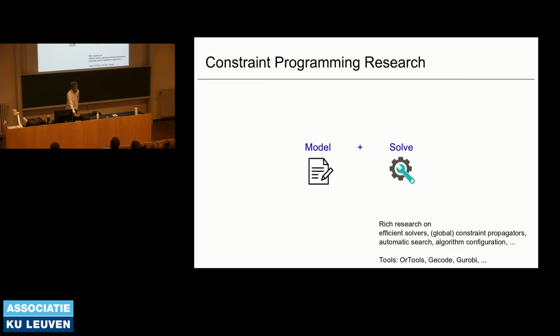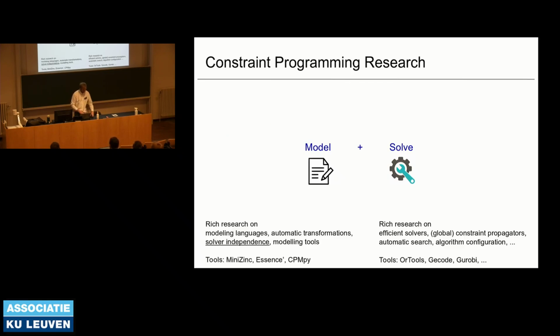All right, so within the CP community, actually, we have two themes. One theme is research specifically on solvers and how to make solvers faster, how to make them more efficient. For example, using automatic search, algorithm evaluation, but also looking at global constraints. I will say a bit more about this as well. So how to improve the solvers like OR-Tools, Gecode, even integer linear programming solvers like Gurobi.